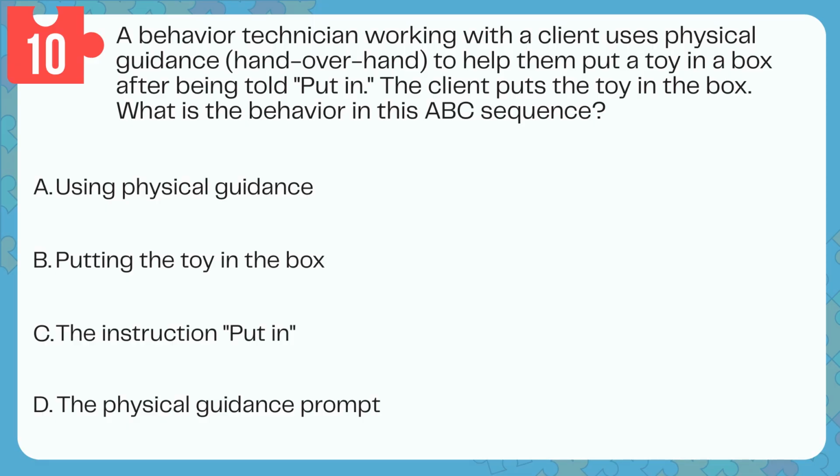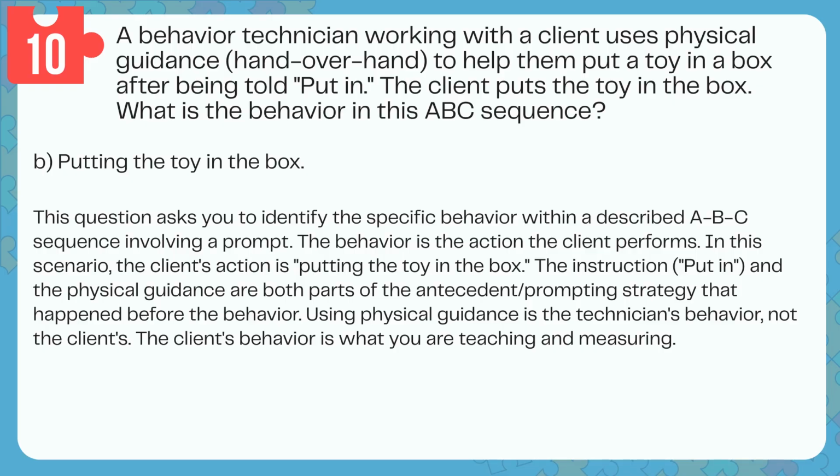Question 10. A behavior technician working with a client uses physical guidance, hand over hand, to help them put a toy in a box after being told, "Put in." The client puts the toy in the box. What is the behavior in this ABC sequence? A. Using physical guidance. B. Putting the toy in the box. C. The instruction, "Put in." D. The physical guidance prompt. Answer: B. Putting the toy in the box.